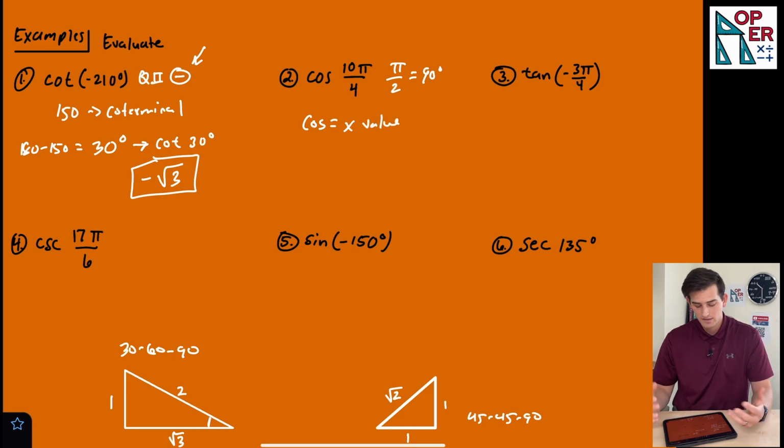So in this case, cosine is just going to be equal to 0, right? Because that would be (0, 1), and cosine is equal to the x value. So cosine of 10 pi over 4 is 0. Number 3, tangent of negative 3 pi over 4.